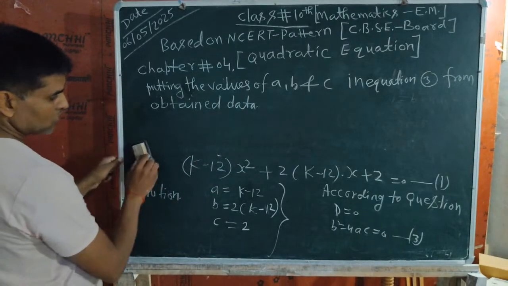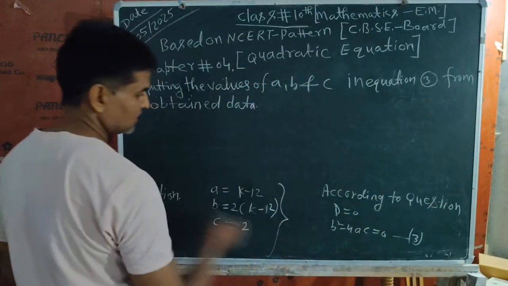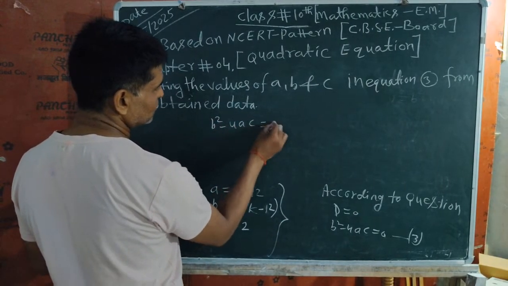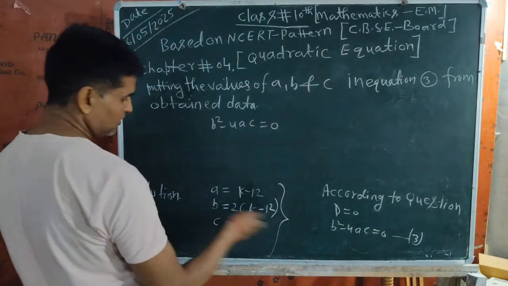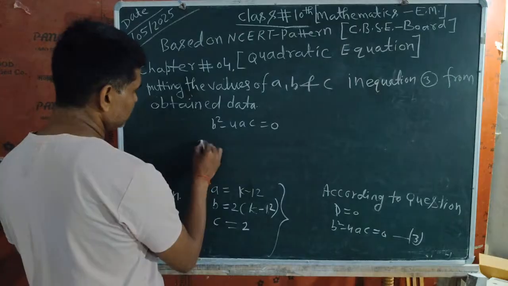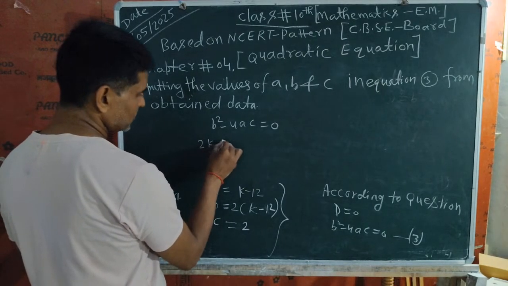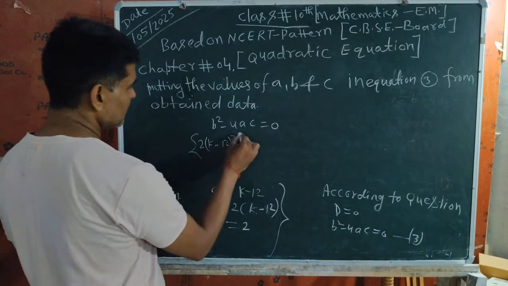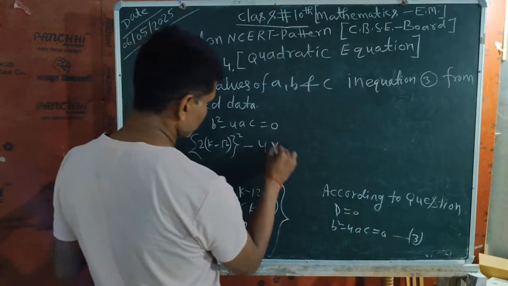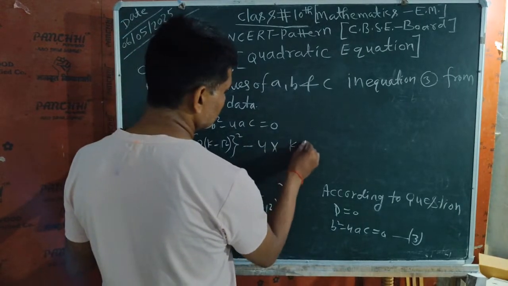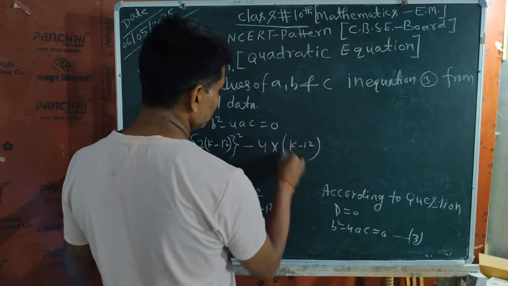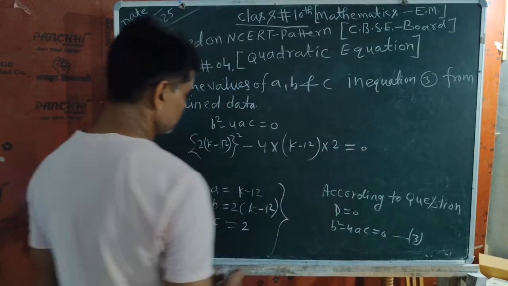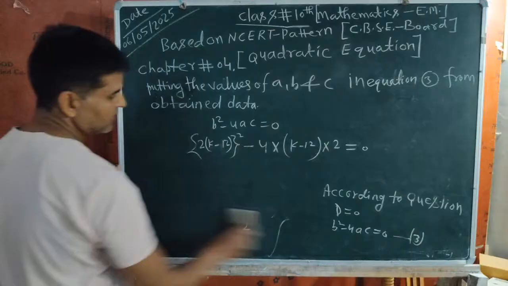Okay students, so this one I am going to erase, and here I have to write b square minus 4ac, which is equal to 0. Again I will put the value of b here. The value of b is written here 2 times k minus 12 whole square, and I will put here 4. The value of a is written k minus 12, so I write here k minus 12. The value of c, that is 2. I will put here 0. Okay student, now further I have to simplify it.